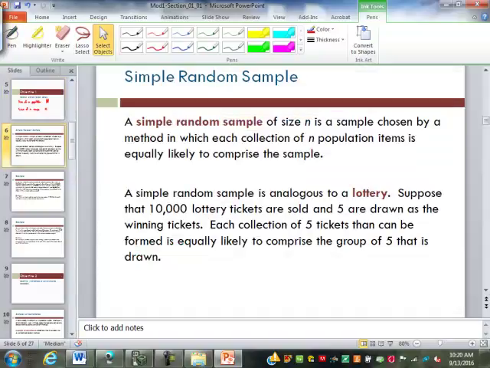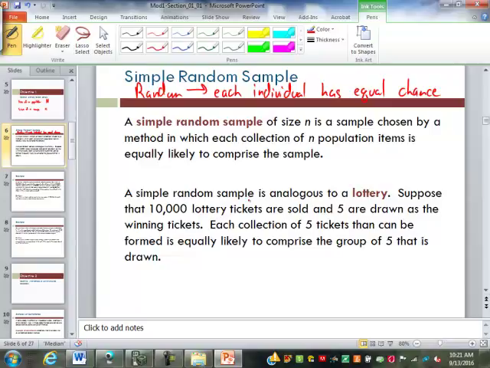So, a simple random sample. Random means that all members of the population have the same chance of being in the sample. So just plain random means each item or each individual has an equal chance of being in the sample. Well, simple random goes one step further. Simple random says all samples of size n have an equal chance of being selected. So not only does each individual have an equal chance, every possible sample of that size has an equal chance.